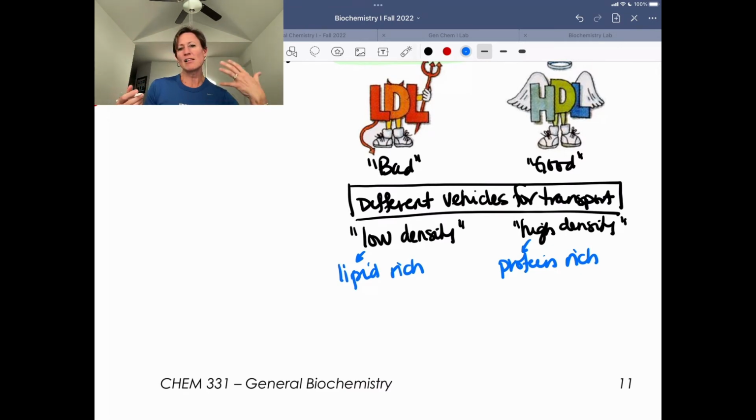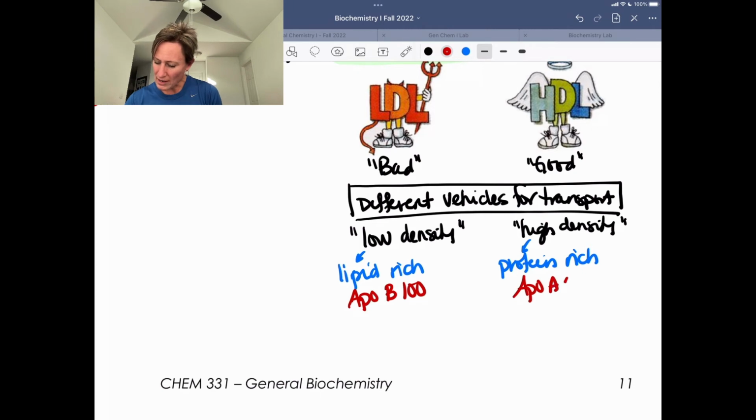Again, LDL is low density lipoproteins because they're very lipid rich. HDL are high density lipoproteins because they're very protein rich. At their core, they both contain different proteins on their surface. The protein that LDL contains is ApoB100, okay? And then ApoA1 is what we find on HDL cholesterol. And these really are the tickets, if you will, the directions for these lipoproteins for where they're supposed to go.